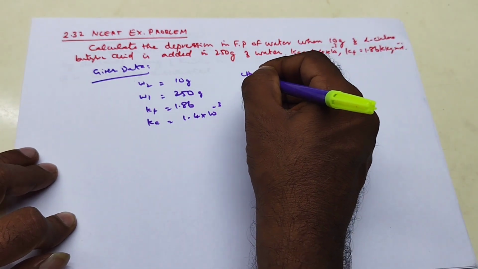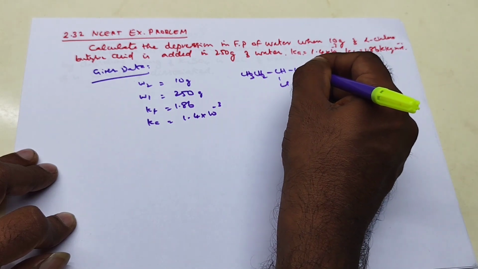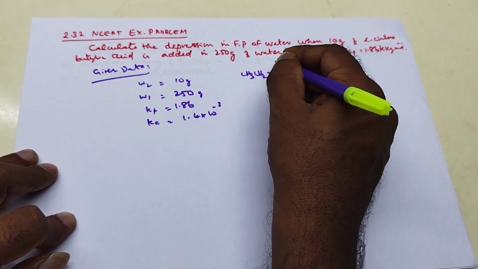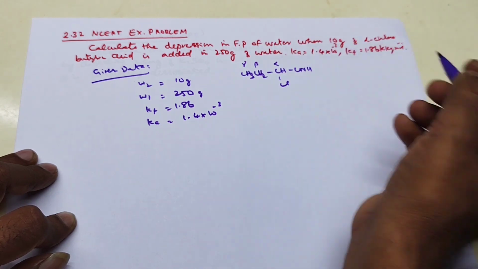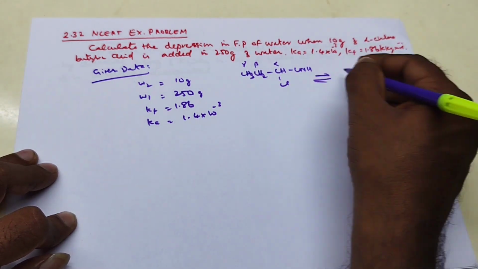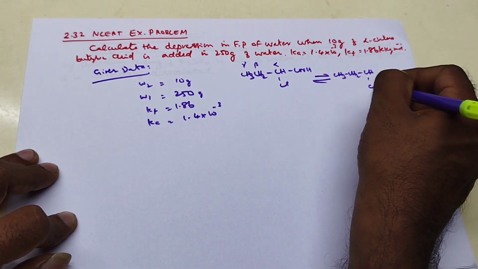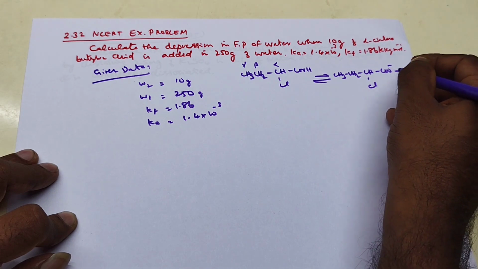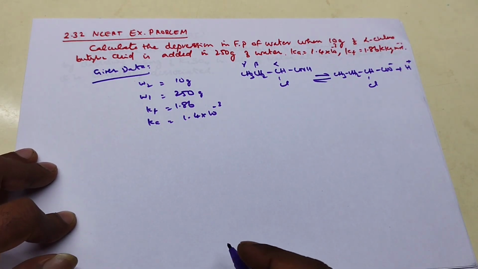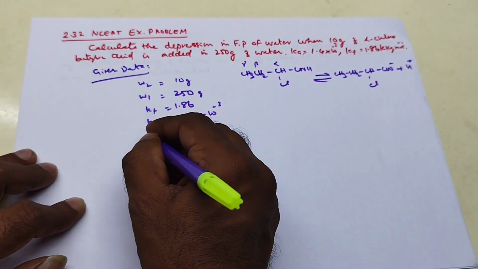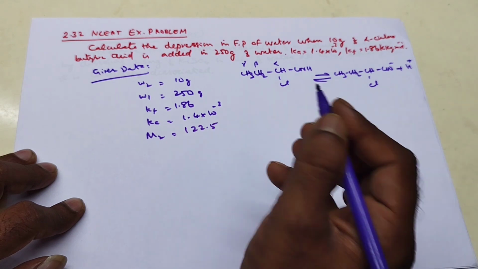So you have to write the butyric acid CH3CH2CHClCOOH. This is the functional group. The next carbon is known as alpha, this is beta, this is gamma. So alpha chlorobutyric acid will be dissociated into what? CH3CH2CHClCOO minus plus H plus. If you want to calculate the molecular mass of this substance, M2 is 122.5.